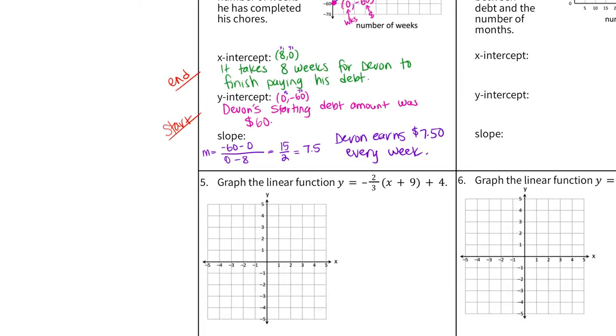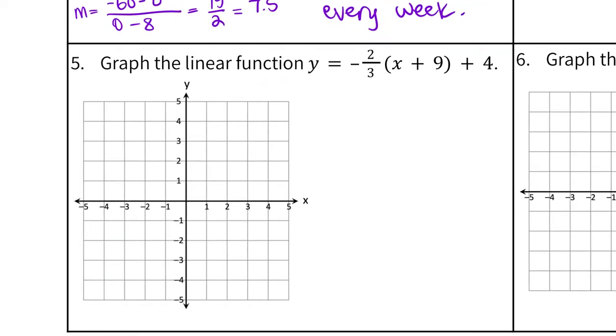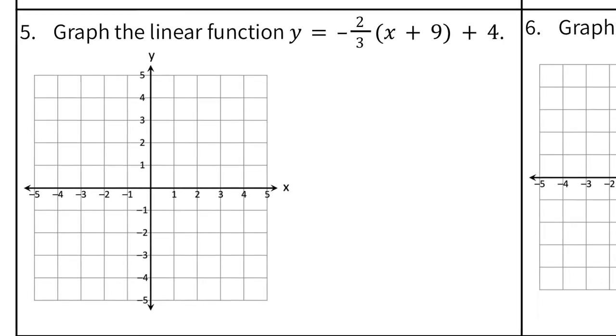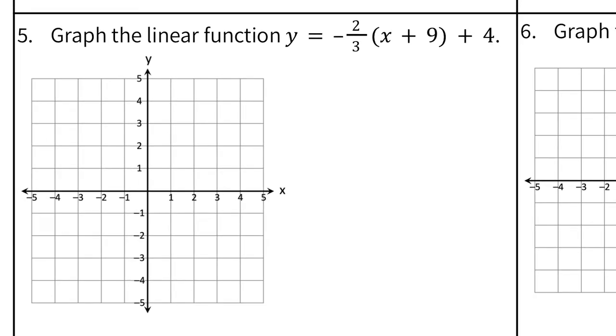Okay, one more question with attributes. It says graph the linear function y equals -2/3 parentheses x plus 9, and then plus 4. So this one's a little different because we haven't looked at functions that are in this format. Usually what we want is for it to look like this, y equals mx plus b, because I know that m is slope and b is y-intercept. If I had it in that format, it'd be easier to identify. So let's try to make it look like that.